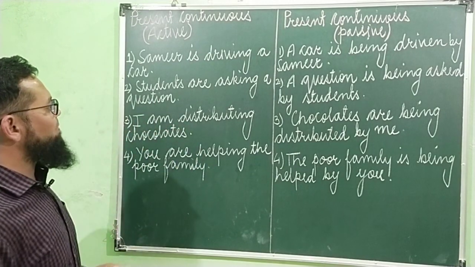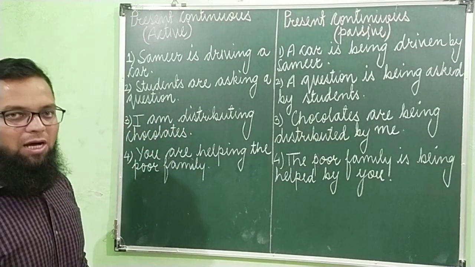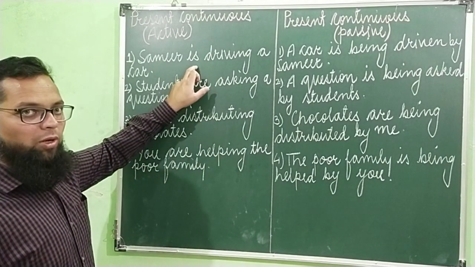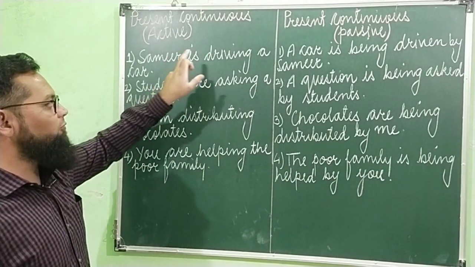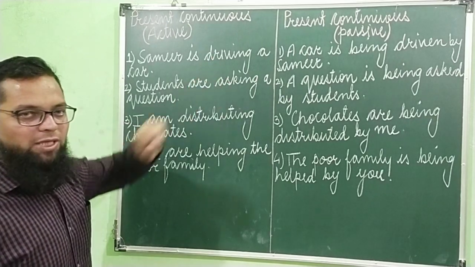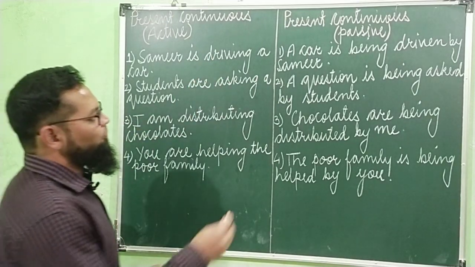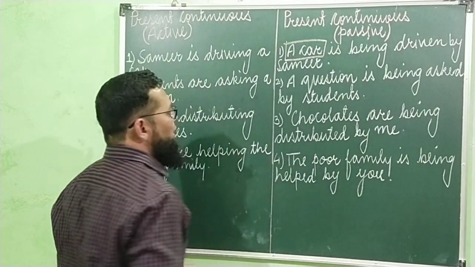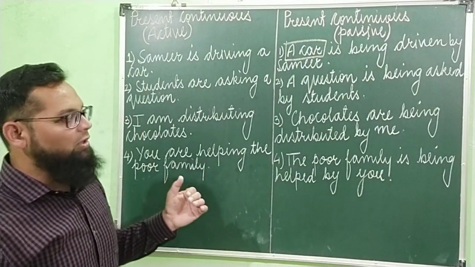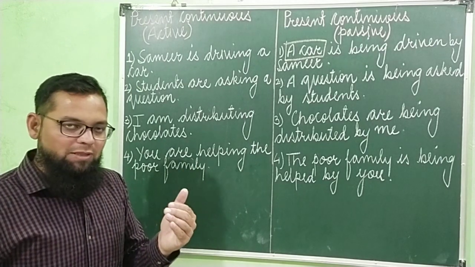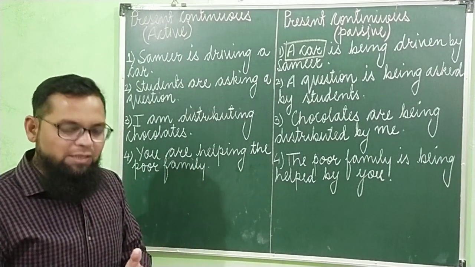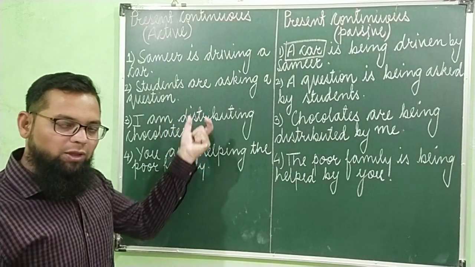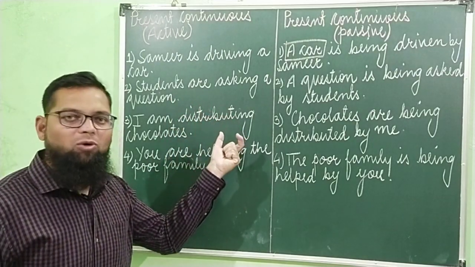The first example, Samir is driving a car. So what is a helping verb in the sentence? Is. What is the subject? Samir. What is the verb? Driving. And what is the object? A car. In passive voice, we have to write the object first, a car. Now a car is singular. So in singular, we have seen the table. In present continuous tense, M is R. These three helping verbs are used in active voice with the ing form of the verb.